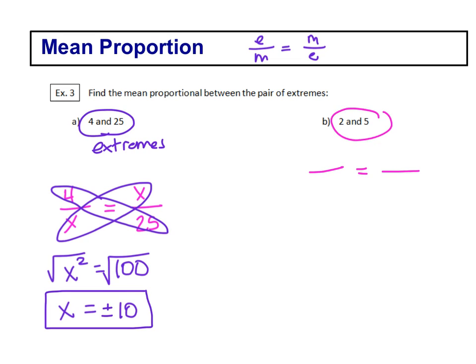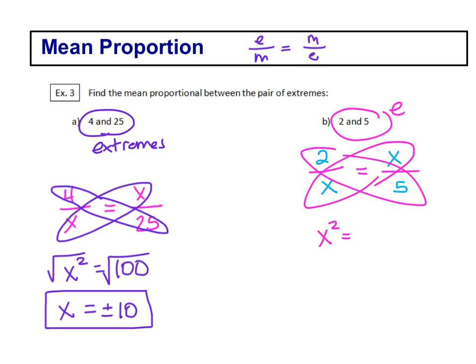Remember, what they're giving us are the extremes, and the extremes go in the top left and bottom right. So we can go ahead and fill in a 2 and a 5. And then, because we don't know what the means are, we're trying to find the means, that's where your x's go. We're going to cross multiply this. X times x is x squared. 2 times 5 is 10. And then you square root both sides.